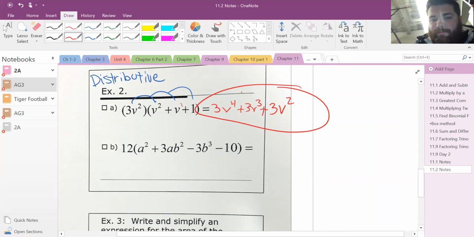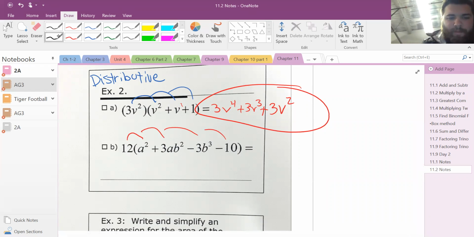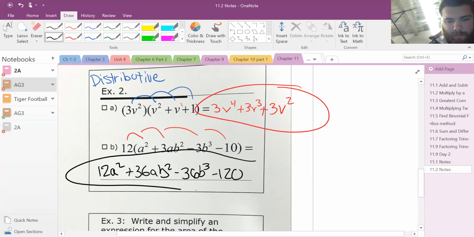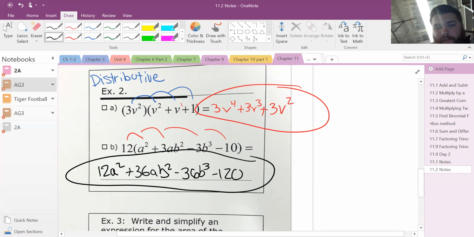Pretty simple. Next one looks hard. It's not. All we got to do is distribute the property. Now you just do it 4 times. So we have 12 times a squared, which is going to be 12a squared. We have 12 times 3ab squared. So just multiply the coefficients. So 12 times 3 is what? 36. Next we have negative 36b cubed, and then minus 120. We don't have any like terms there, so we're done. We can't simplify any further.